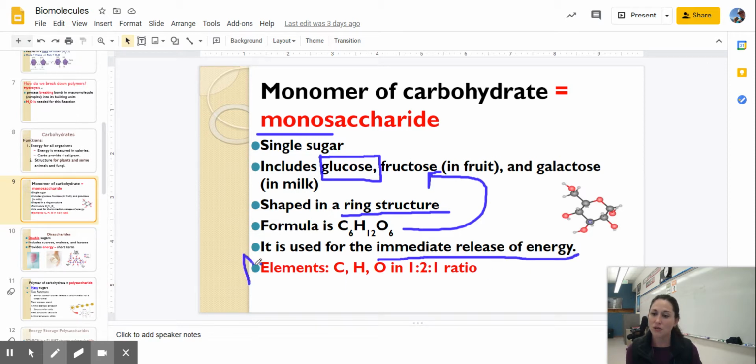And then I want you to put a huge star next to this. One way that we can recognize a carbohydrate is that they're found in a 1 to 2 to 1 ratio. Always, always, always. So whatever the numbers are in this formula, they will always be 1 carbon to every 2 hydrogens to every 1 oxygen. So the simplest carbohydrate that could ever exist, hypothetically, would be 1 carbon, 2 hydrogens, and 1 oxygen. So they always occur in this 1 to 2 to 1 ratio.